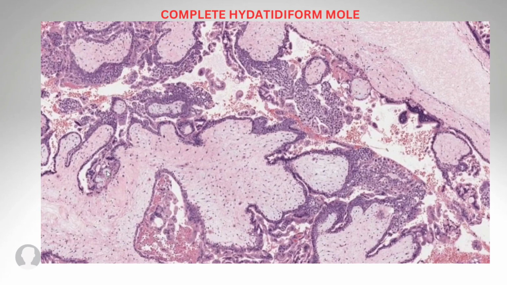This is the H&E micrograph of complete hydatidiform mole, and you can appreciate here the villi, which are avascular, having hydropic changes in cistern, and circumferential hyperplasia of the trophoblastic cells, both cyto and syncytial trophoblasts.